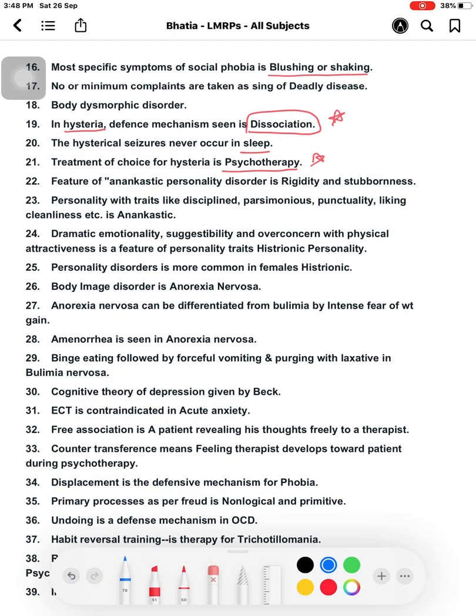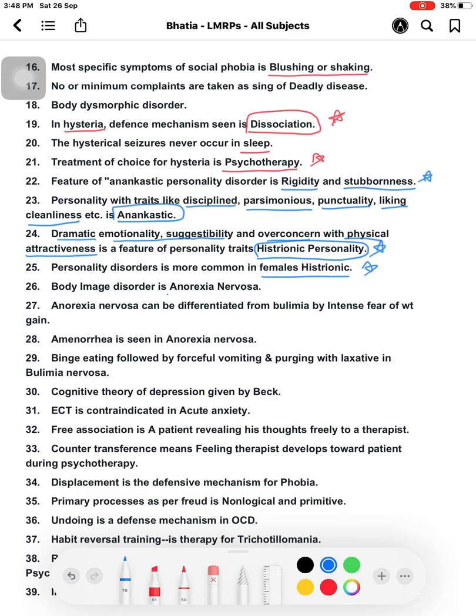Feature of anankastic personality disorder is rigidity and stubbornness. The personality with traits like discipline, parsimony, punctuality, liking cleanliness, etc. is anankastic. Dramatic behavior, emotional suggestibility and over-concern with physical attractiveness is a feature of histrionic personality. Personality disorder more common in females is histrionic.